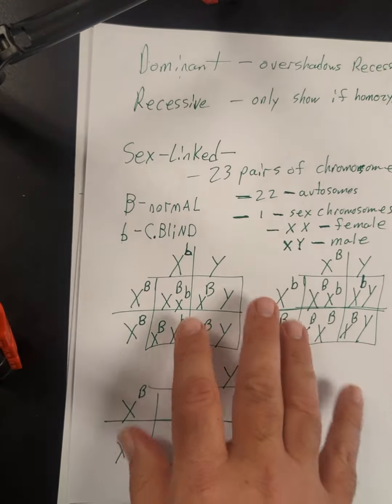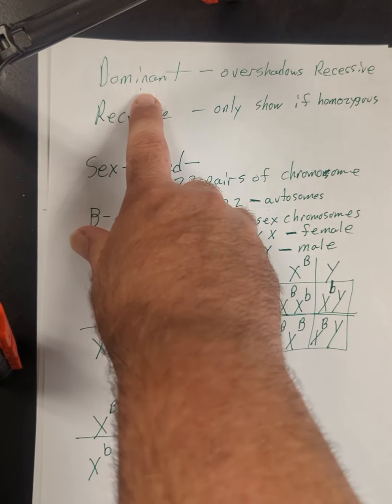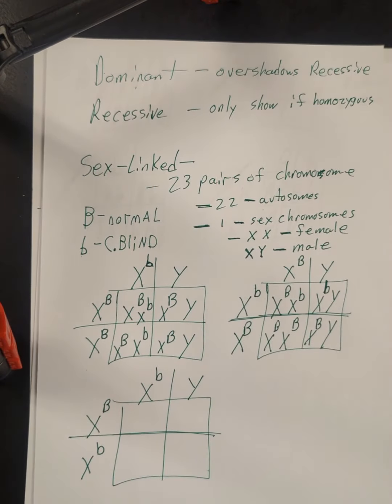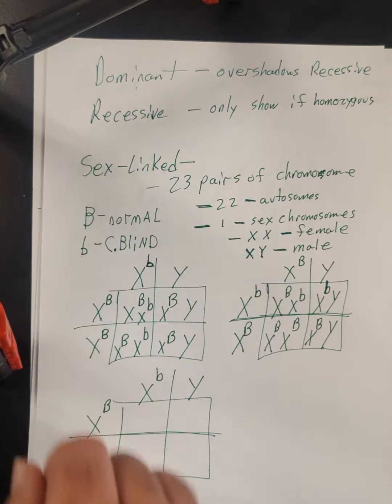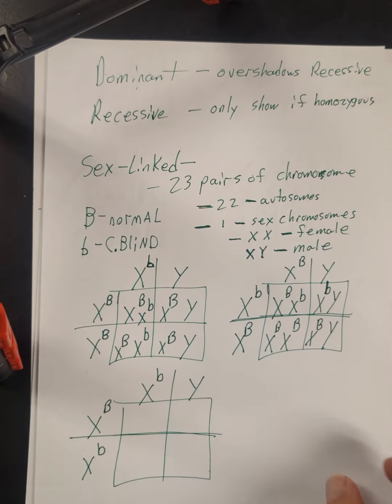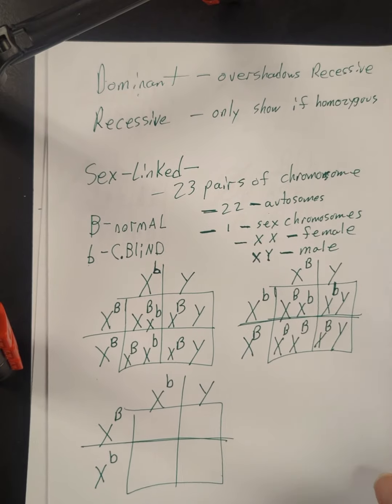A couple more vocabulary. Dominant means that it overshadows the recessive. The dominant gene is always expressed regardless of what the other gene is. The recessive trait only shows up if it's homozygous recessive.